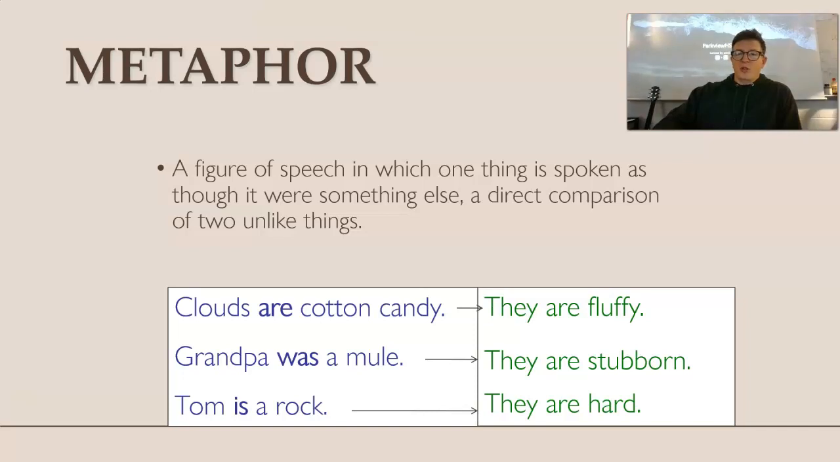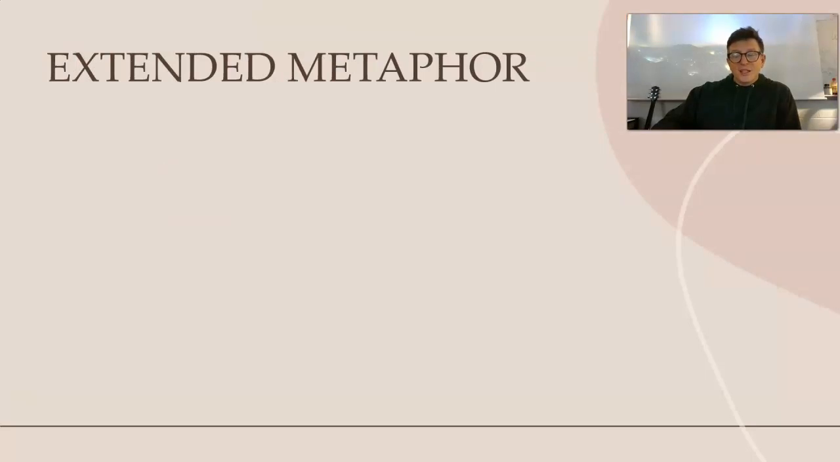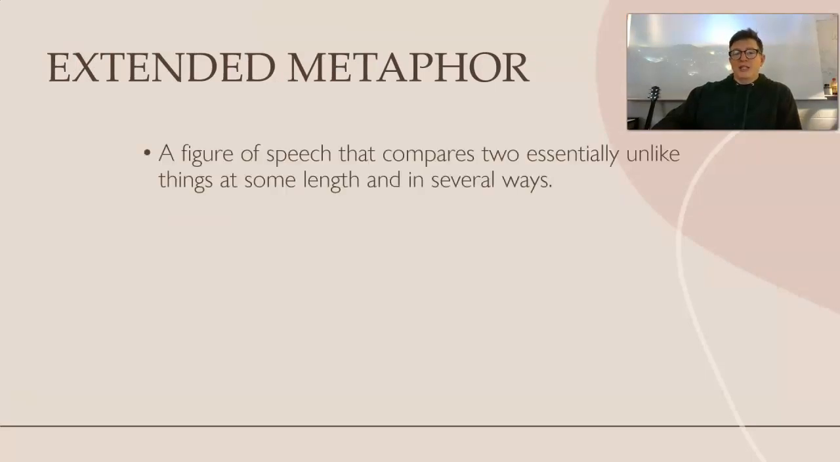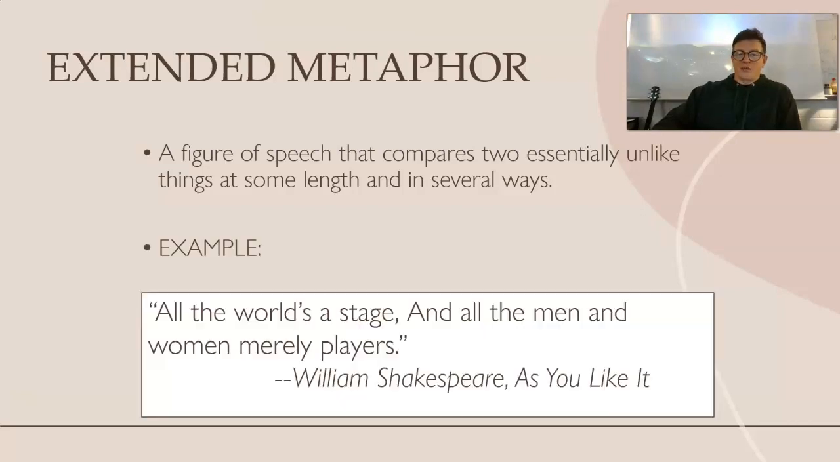Metaphors are a figure of speech in which one thing is spoken as though it were something else. It's a direct comparison of two unlike things. Grandpa was a mule, meaning he's stubborn. Damn stubborn old man. Tom is a rock, okay, means Tom is hard. Clouds are cotton candy. They're fluffy and sweet. An extended metaphor is a metaphor that lasts a really long time. Okay. It compares two essentially unlike things at some length and in several ways.